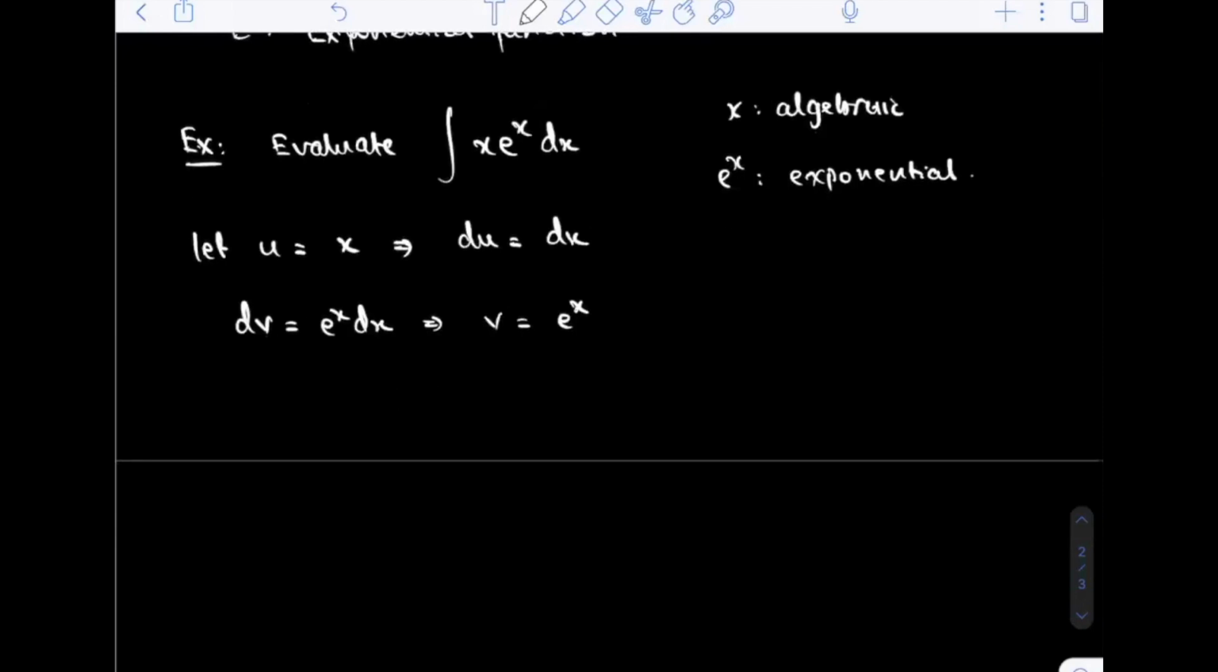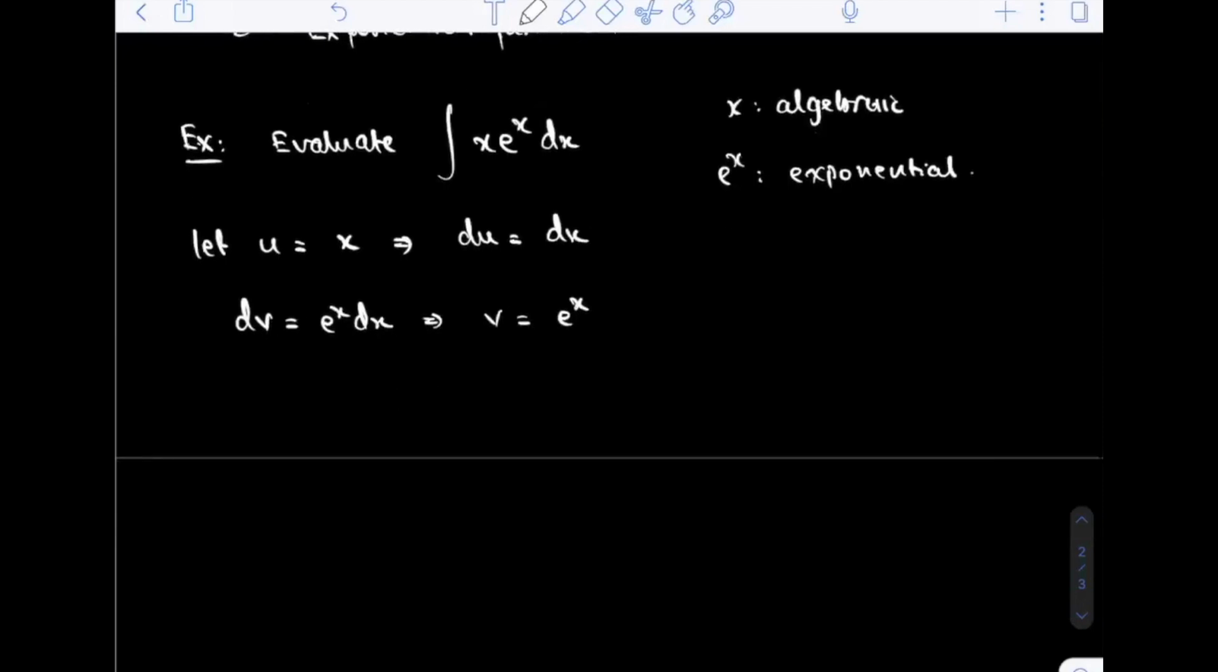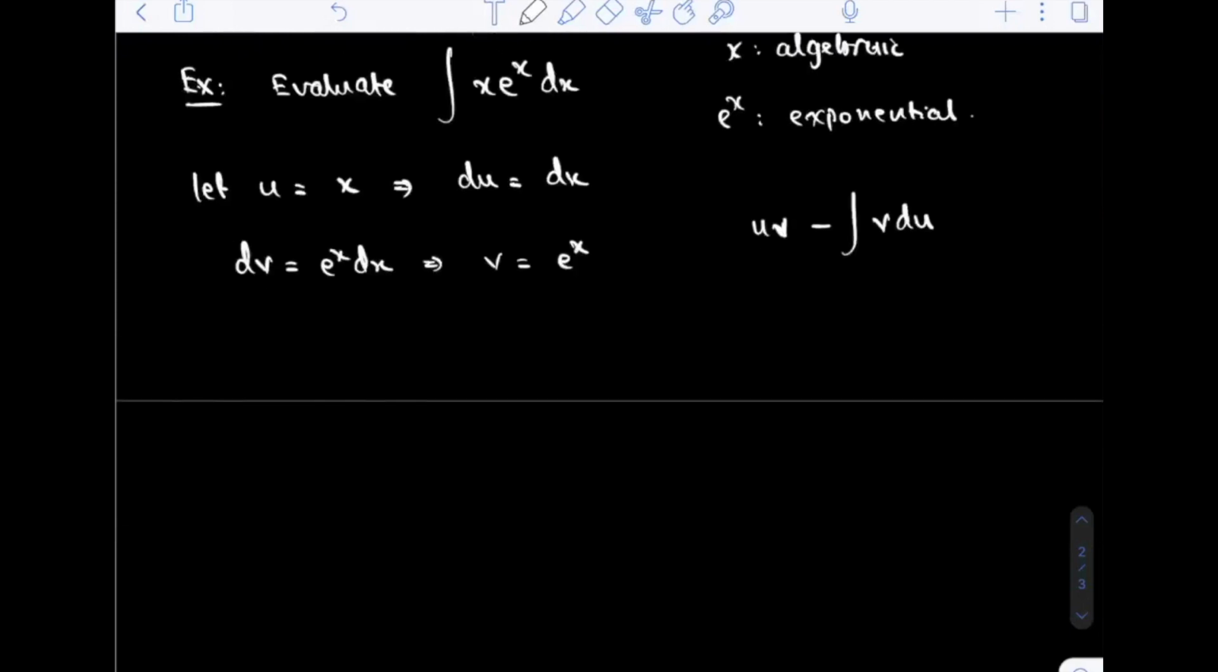Then you apply the integration by parts formula: u times v minus the integral of v du. That's what you got for the formula. So the integral becomes u times v, which is x times e to the x, minus the integral of v du, which is e to the x dx. So x e to the x remains the same. The integral of e to the x is e to the x, and then you add the constant c because this is the indefinite integral.